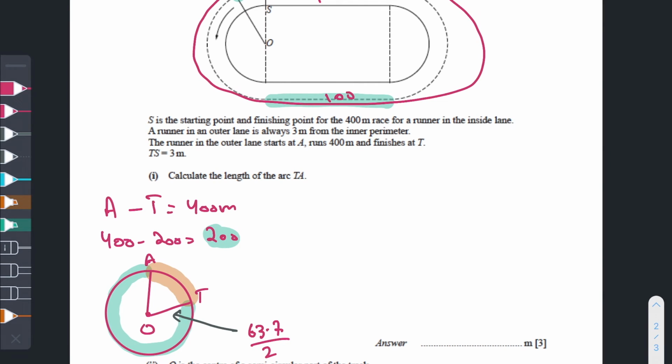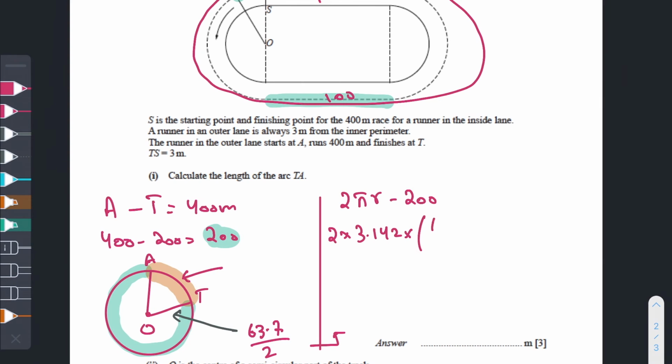Now first we need to find the circumference of the whole circle. So you do 2 pi r, and then you subtract the 200, that is the major arc length of this circle. So you'll be left with the value of AT. So you multiply 2 with 3.142 times the radius, which is 63.7 over 2, and subtract 200 from this. When you do this, you're left with 19.0 meters. The length of the minor arc from A to T is 19 meters, so you write 19.0 meters over here.